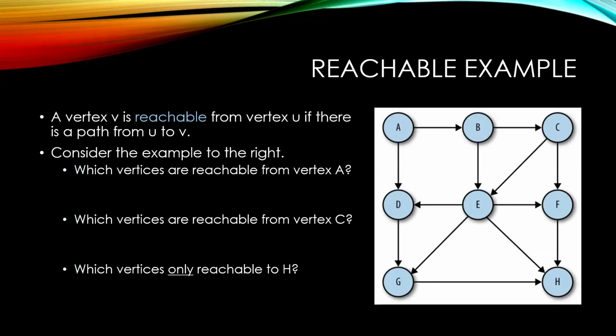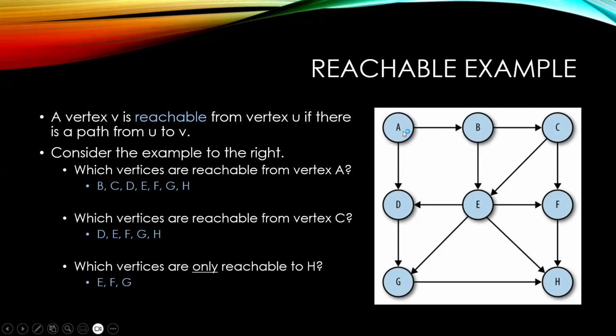Reachable: a vertex V is reachable from vertex U if there is a path from U to V. Consider the example to the right. Which vertices are reachable from vertex A? Which vertices are reachable from vertex C? And which vertices can only reach H?